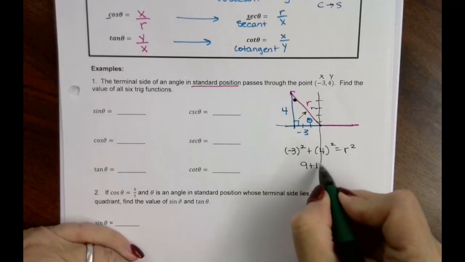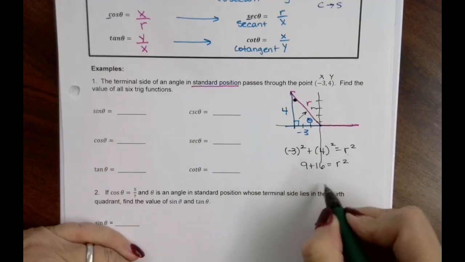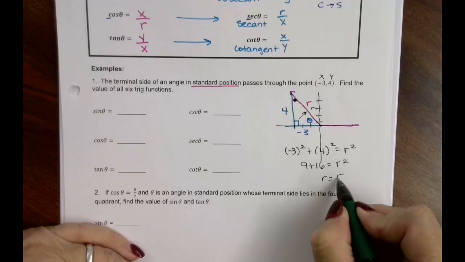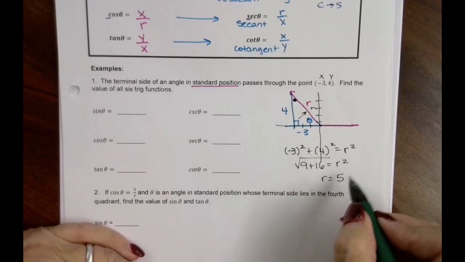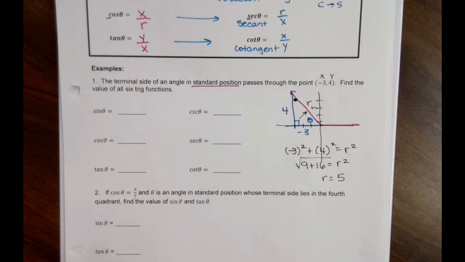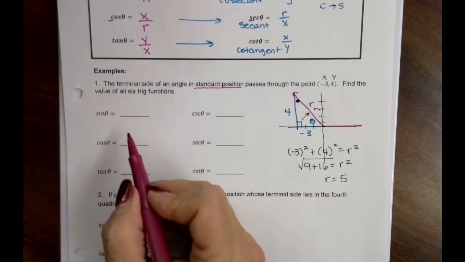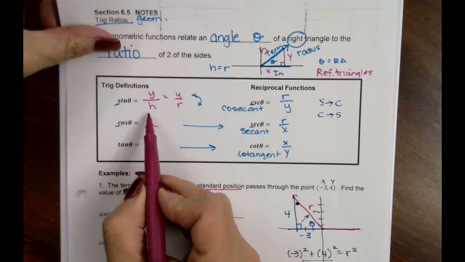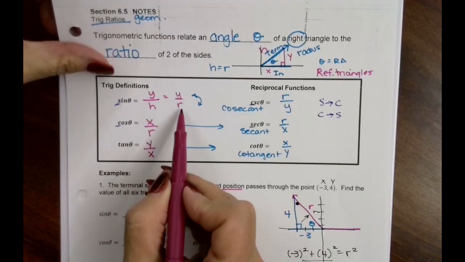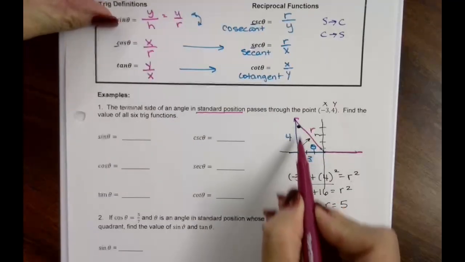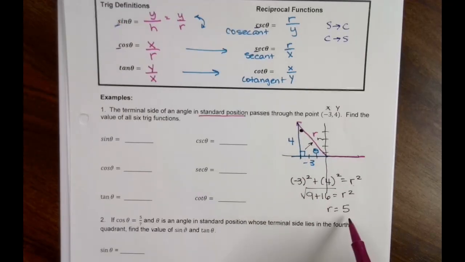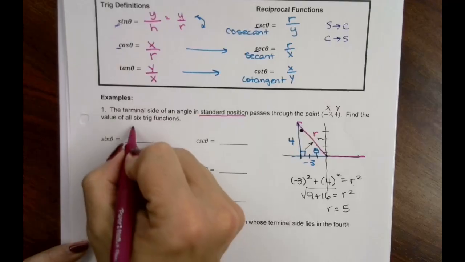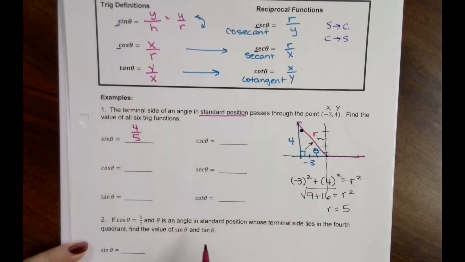So I have 9 plus 16 equals r squared. So r in this case is going to be just 5. So square root of 25 gives me 5. Okay, so now I look at these ratios. If I look at sine, I know that sine is my y value over my h, or my y value over my r. Well, my y value is 4, and my r value, we just calculated this, is 5. So this becomes 4 over 5.